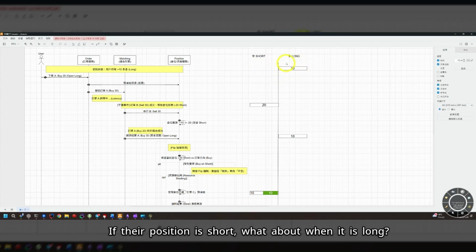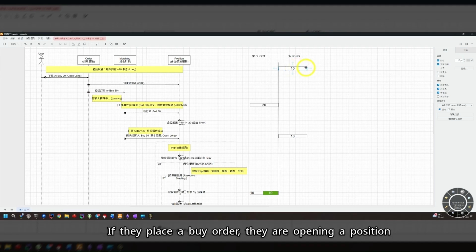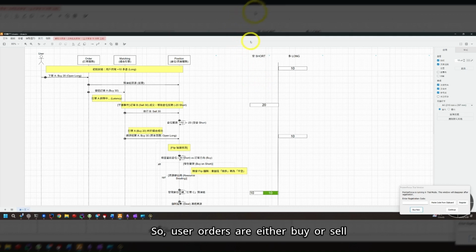If their position is long, and they place a sell order, they are closing the position. If they place a buy order, they are opening a position. But if they are in a short position, placing a sell order would be opening a position. Placing a buy order would close the position. So, user orders are either buy or sell.